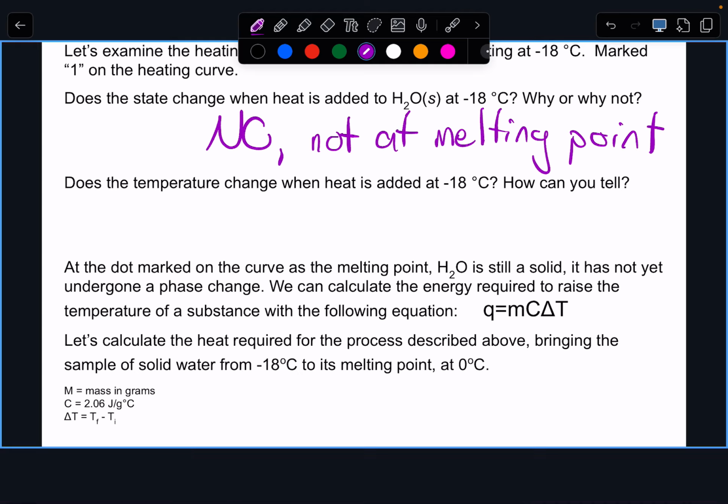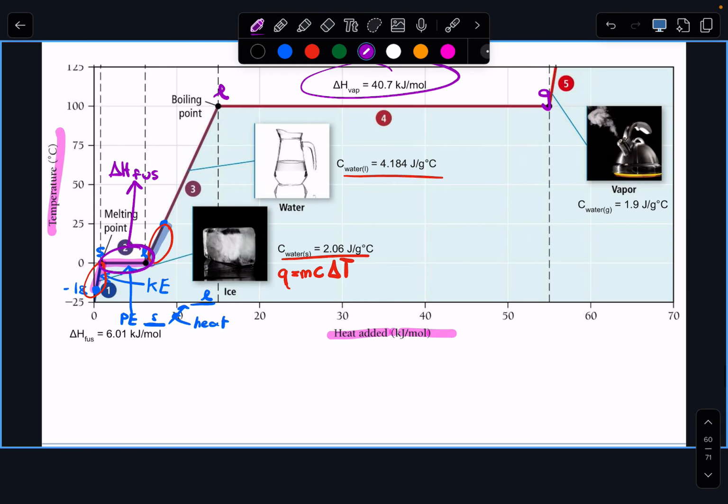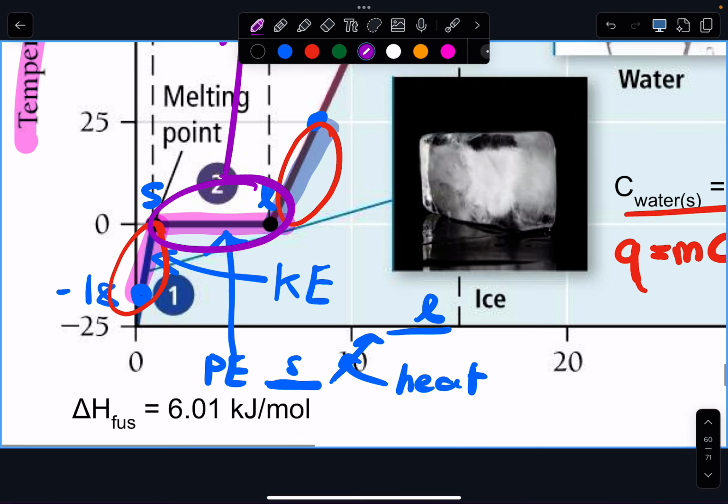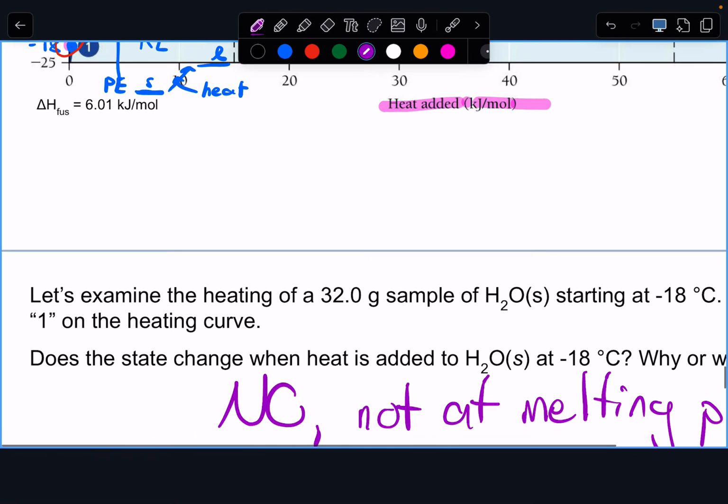Does the temperature change when heat is added? How can you tell? Yeah, because I see it go up, right? The y-axis is the temperature. So as I add heat, I'm also increasing in temperature.